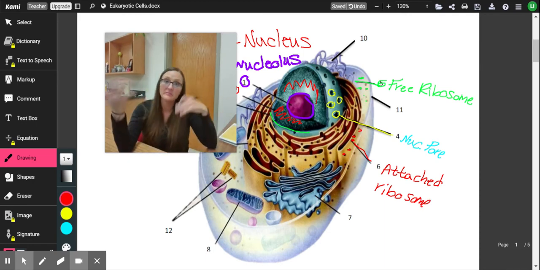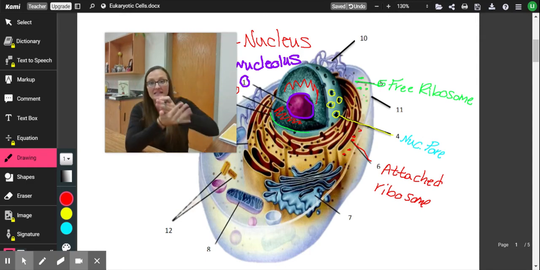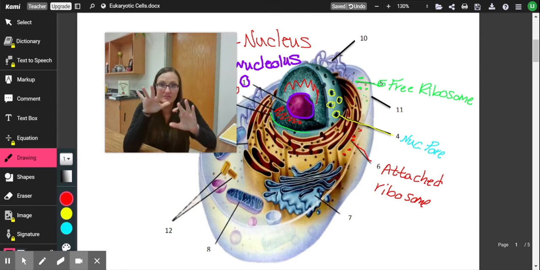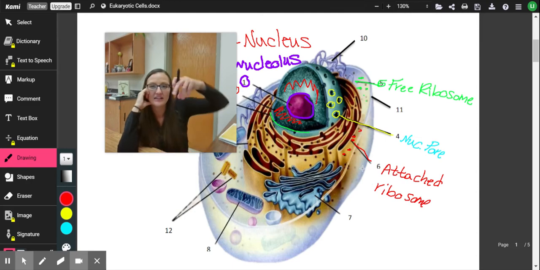They don't break off and become free, and the free ones don't become attached, really, as far as you need to know in your life. Attached ones stay attached, and free ones stay free, and that's all you need to know. You will need to know the function of ribosomes at some point. That day is not today, so you can take a deep breath. But basically, they look like sprinkles.